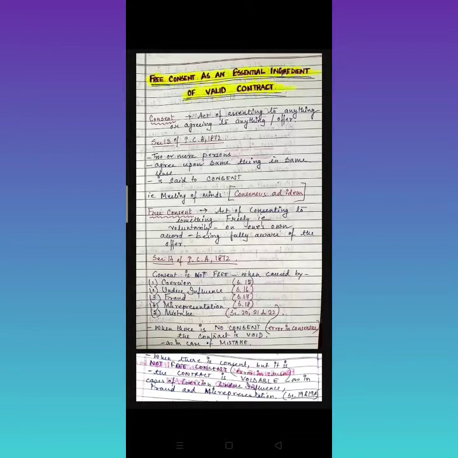In the previous lecture, we learned about the concept of consent as laid down under Section 13 of the Indian Contract Act, and that was when we learned about the definition and concept of consent and meeting of minds, agreeing upon the same thing in the same sense. But then we need to learn about free consent, because free consent is one of the essential ingredients for a valid contract, and that is provided under Section 14 of the Act itself.